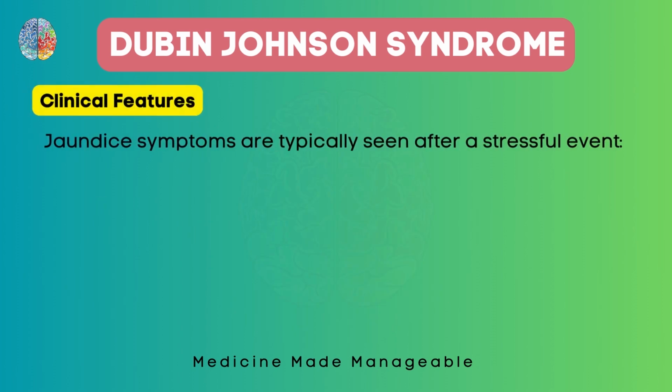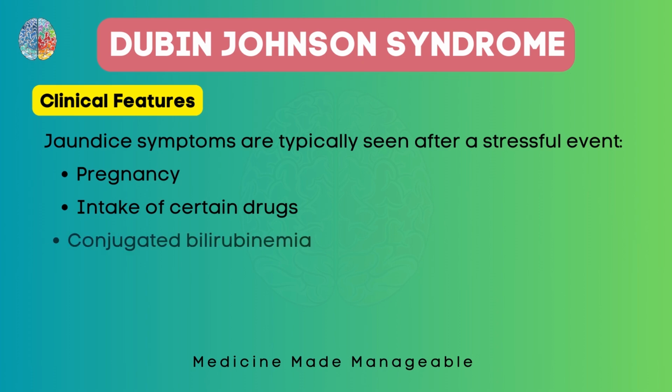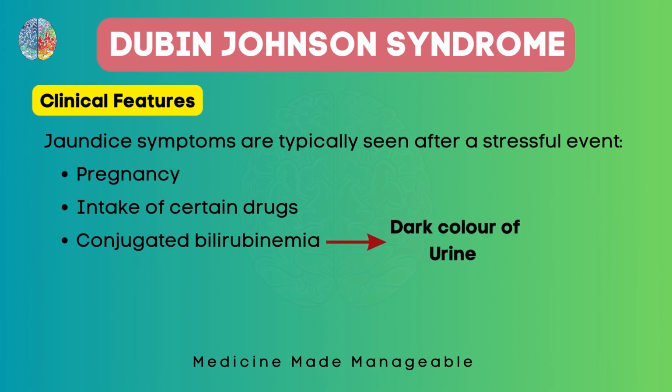Jaundice symptoms are going to be seen mostly after a stressful event like pregnancy, intake of certain drugs like OCPs, and also conjugated bilirubinemia. What does this mean? This means conjugated bilirubin in the blood. Now, how did it come in the blood? Because the conjugated bilirubin is not able to pass through, it will start building up inside the hepatocytes and start backing up. Slowly, a lot of conjugated bilirubin is going to get accumulated and is going to leak in the blood. So that's the reason for conjugated bilirubinemia, and this conjugated bilirubin is going to lead to the dark color of the urine. So this is another very important clinical feature.